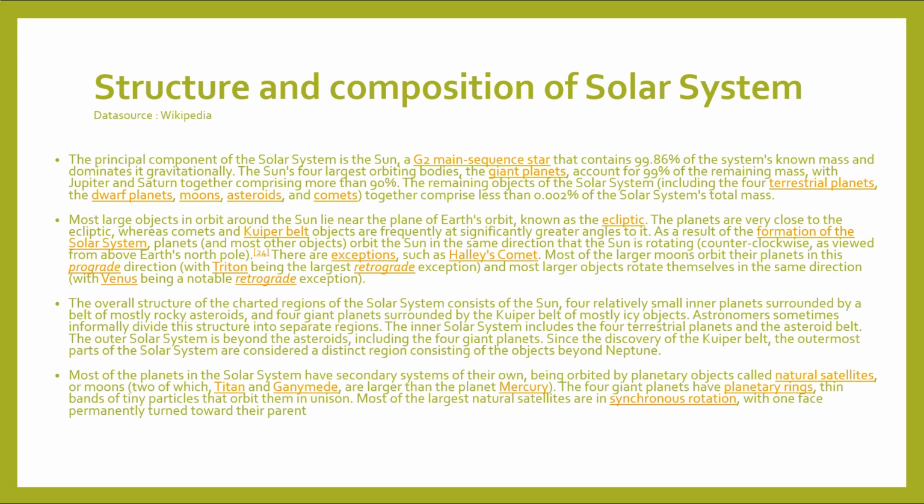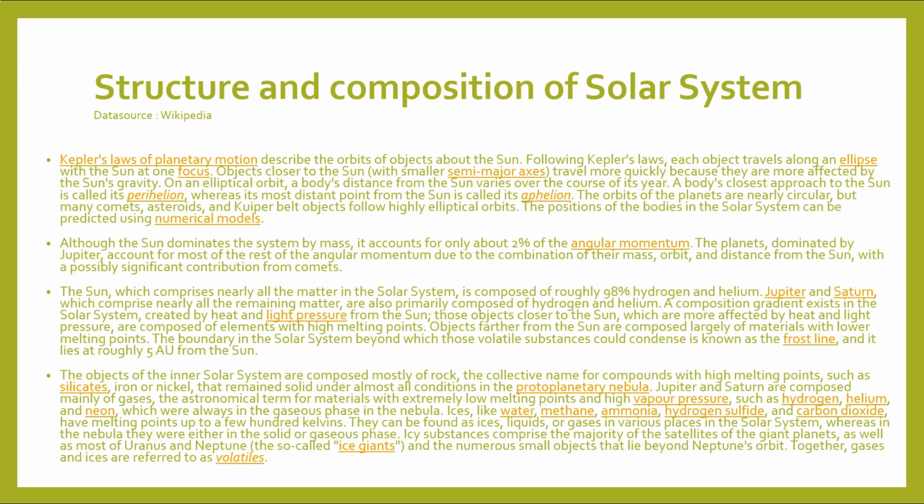Most of the planets in the solar system have secondary systems of their own, being orbited by planetary objects called natural satellites or moons, 2 of which, Titan and Ganymede, are larger than the planet Mercury. The 4 giant planets have planetary rings, thin bands of tiny particles that orbit them in unison. Most of the larger natural satellites are in synchronous rotation, with one face permanently turned towards the parent.